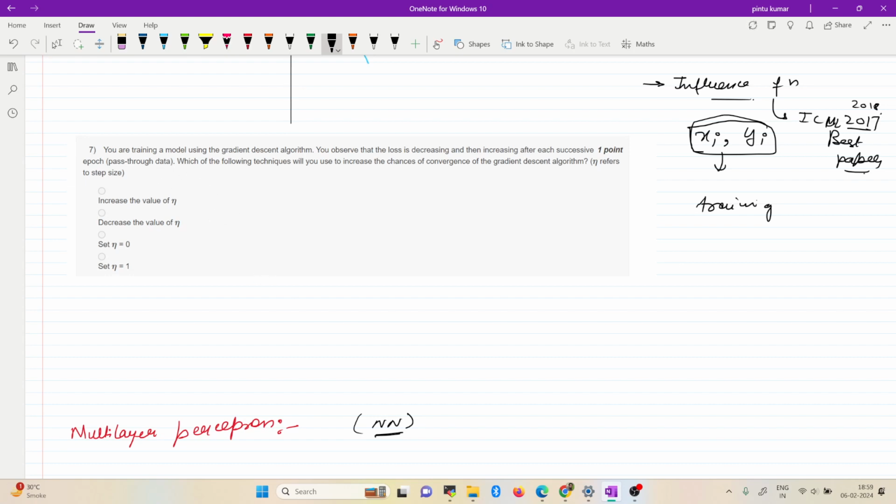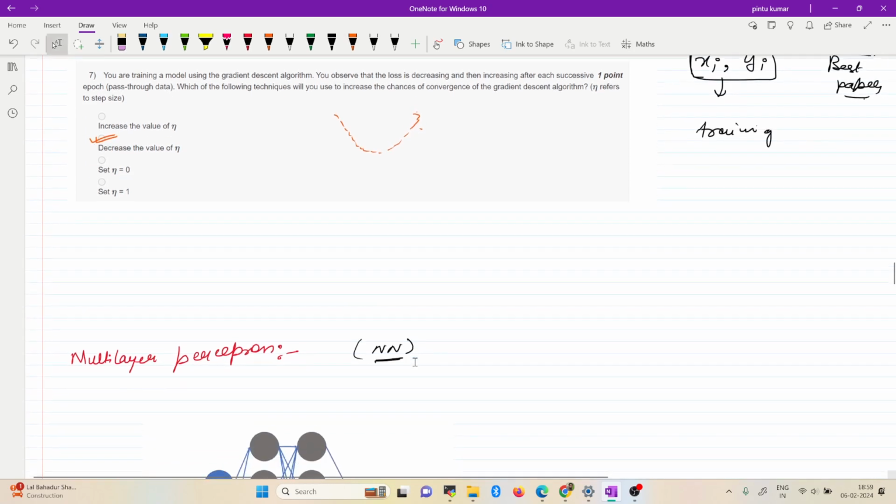Okay, let's look at this question. You are training a model using the gradient descent algorithm. You observe that the loss is decreasing and then increasing after each successive epoch. Which of the following techniques will you use to increase the chances of convergence of the gradient descent algorithm? I mentioned a few moments ago that if your loss is decreasing, and after some point it has started increasing, then you should decrease the value of your lambda. This was a simple question from a previous year's assignment.